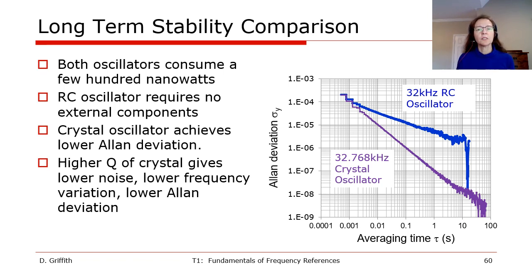You can see that the crystal oscillator achieves much lower Allan deviation, particularly at the long averaging times, than the RC oscillator does. So just like the improved phase noise, this is fundamentally because of the high quality factor of the crystal.